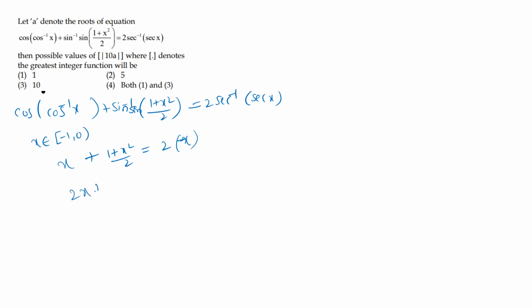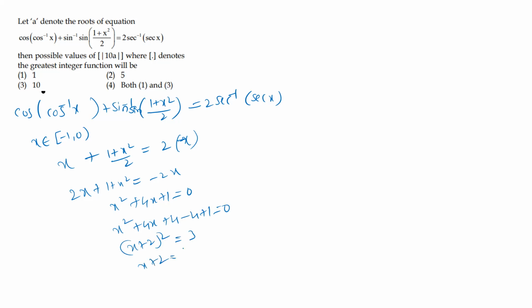Now here 2x plus 1 plus x square is equal to minus 2x, that is x square plus 4x plus 1 equal to 0. Now for this, if you find the roots, what will come? 4x, I'm adding 4 and subtracting 4, plus 1 equal to 0. This is x plus 2 whole square is equal to 3. x plus 2 is equal to root 3.